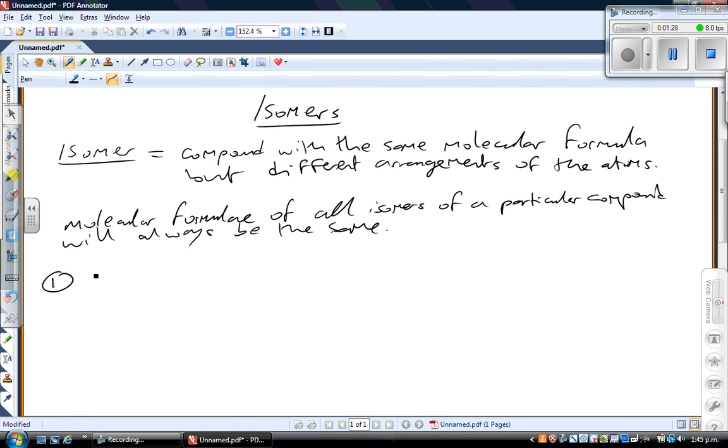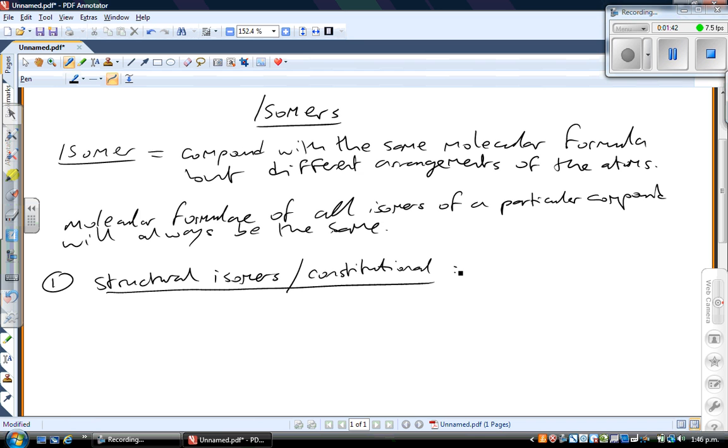The first type is structural isomerism, also referred to as constitutional isomerism. This is where you have the same molecular formula, which is the standard definition for all isomers, but the bonding differs from one to the next.